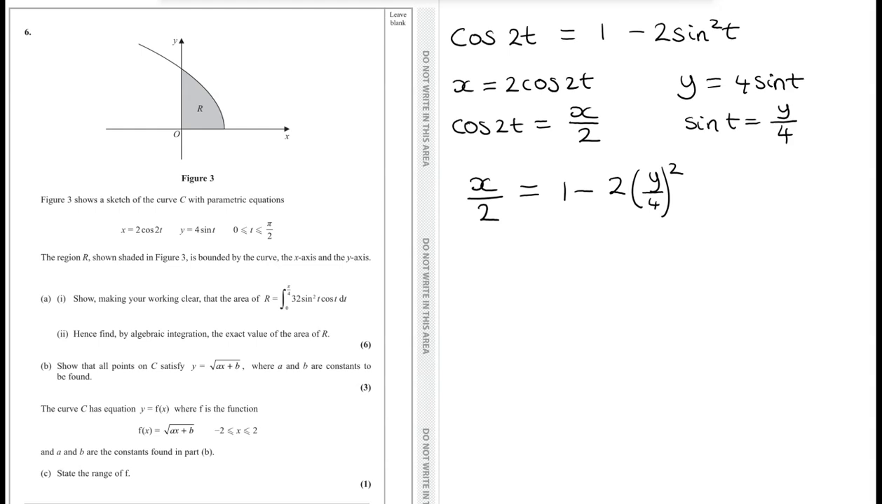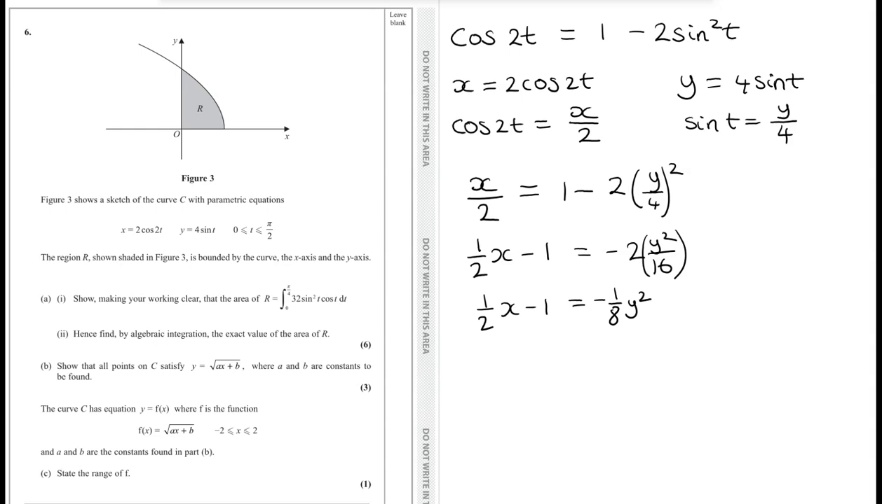And then I can just start to simplify this as I go along here. So I've just got here a half x minus 1 equals minus 2 y squared over 16 here. And so minus 2 over 16 is going to be minus 1 over 8. So let's just simplify that.